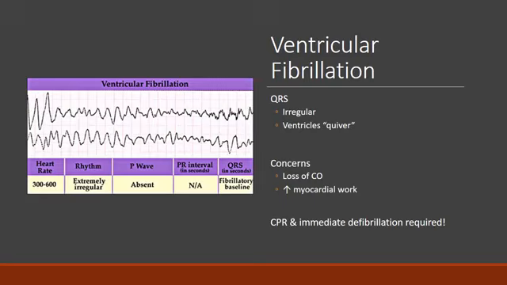Ventricular fibrillation coincides with a loss of cardiac output and a loss of perfusion to the body. We need to immediately intervene. We start with CPR to provide support for the perfusion of the body, and then we also need to be providing these patients with electricity. They need to be defibrillated immediately to try to convert this back into a perfusable rhythm.